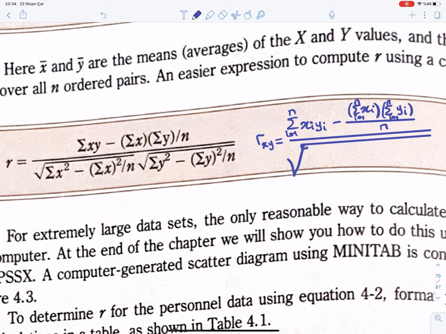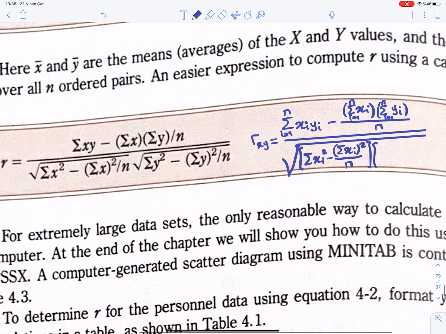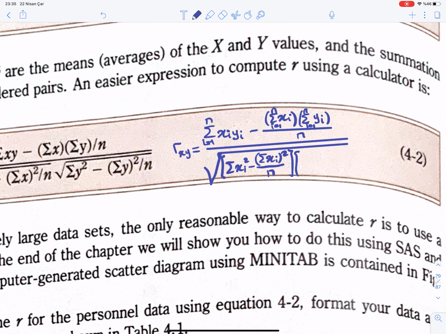So in the first part, I place it within the square bracket: the sum of xi squared minus the sum of xi, squared, divided by n. And the second part will be for the sum of the cross product of y, yi squared, i from 1.